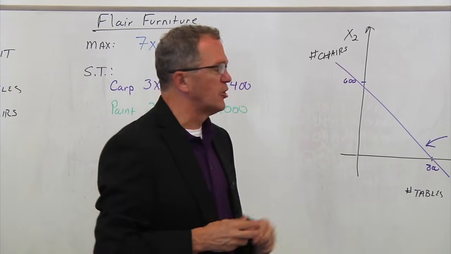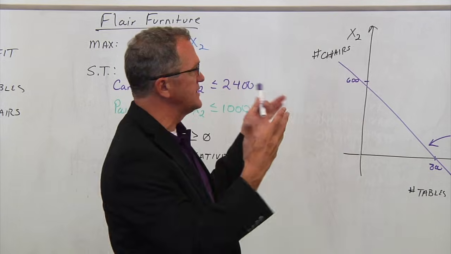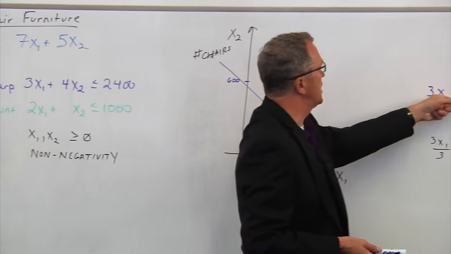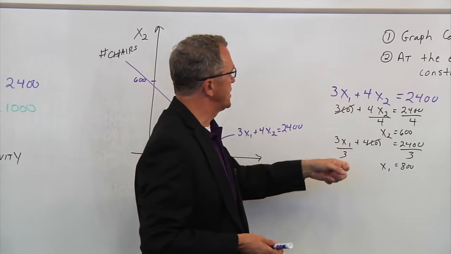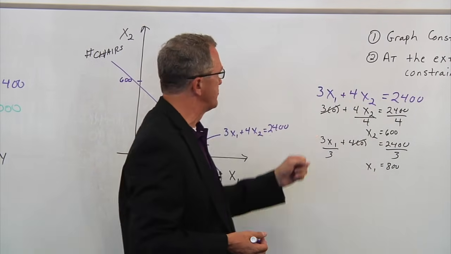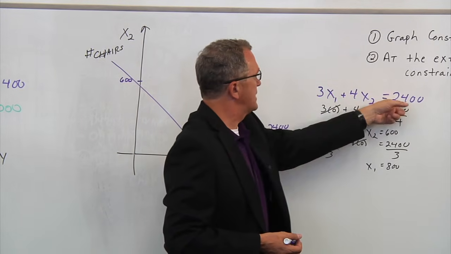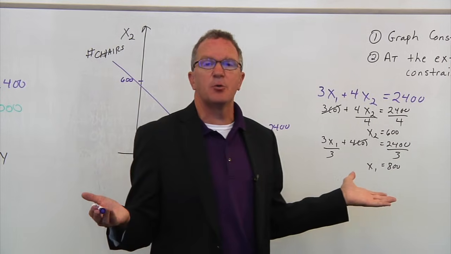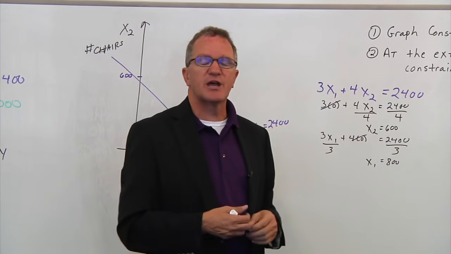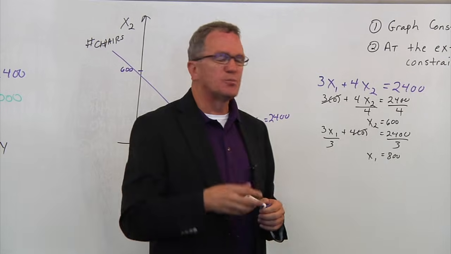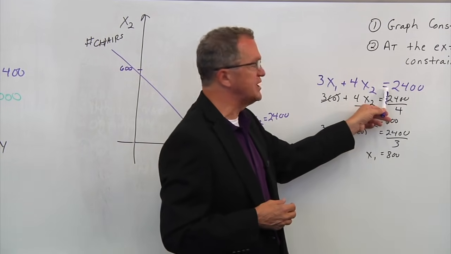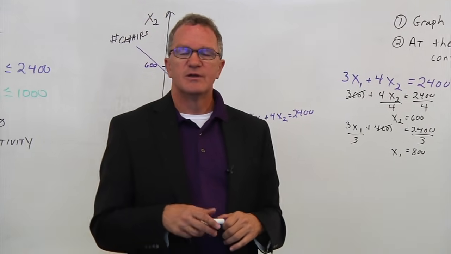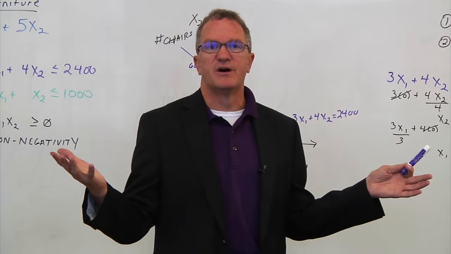Now, I used 0 because it's the easiest thing to do. I could find a different point another way. I could put any number I want in for x1. I could put 100 in here. That would be 3 times 100 plus 4x2 equals 2,400. That would make this 4x2 equals 2,100. I could solve for x2 that way. I've got a point on the line. I just choose to calculate it where it's the easiest. You can put any value in for x1 since it's an equal sign here and find the value for x2. Find 2 of those, you've got your line defined.